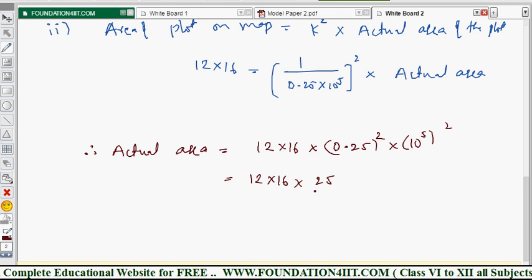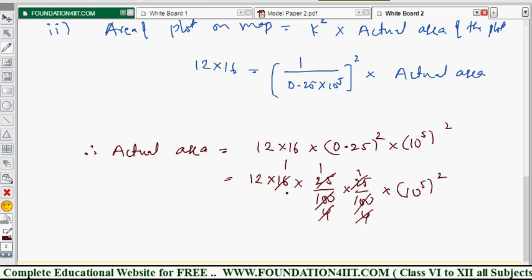0.25 is 25 by 100, right? Whole square, so 25 by 100. I am just making the simplification. And 10 to the power 5 whole square. Here 25 ones are 25, 4 fours are 16, and 25 ones are 25, fours are 16, and 4 into 16 ones are cancelled.